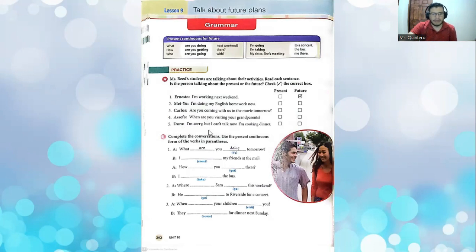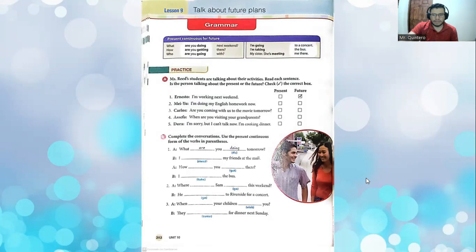Dora, I'm sorry, but I can't talk now. I'm cooking dinner. What's happening with this one? This one is in present tense. Esta es en tiempo presente, porque dice que no puede hablar ahorita debido a que ella está cooking dinner. Estoy haciendo cena. So, what's happening with the present continuous? ¿Qué sucede con el presente continuo?